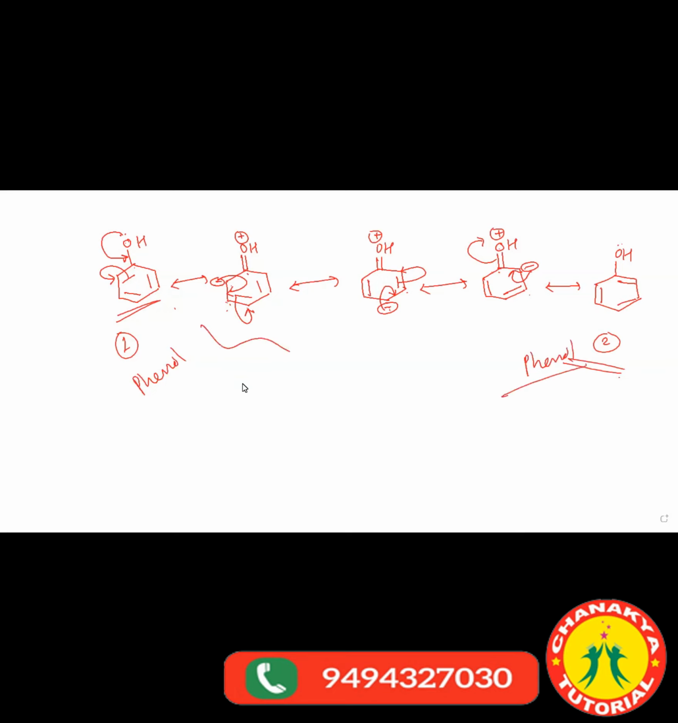And in between, whatever structures we got, those are called what? Canonical structures. What is called? Canonical structure. Okay. It is too easy to keep in your mind. But if you practice it well, only then are you able to write the resonating structure. Otherwise, it is very difficult. This is about what? Electron-donating species. OH is what? Electron donor.